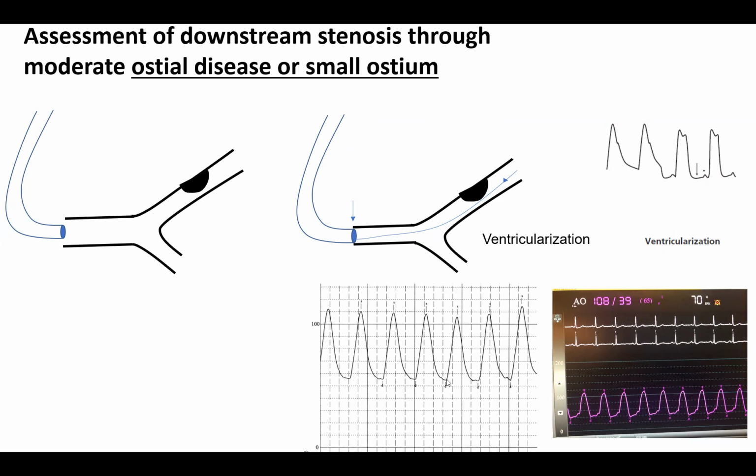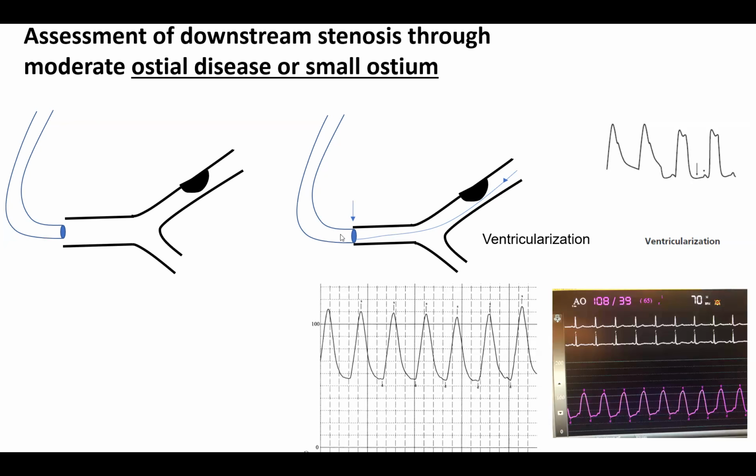This is subtle ventricularization here, horizontal between peaks. So you get guide ventricularization. And if you measure the pressure distally and you give adenosine and you measure the PD to PA ratio, how would this compare to the true PD-PA ratio?